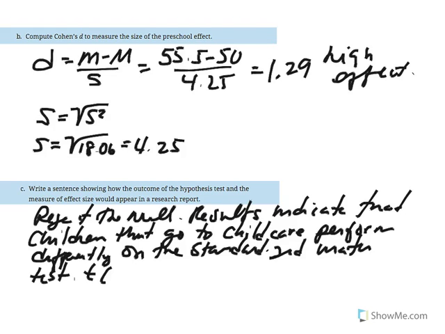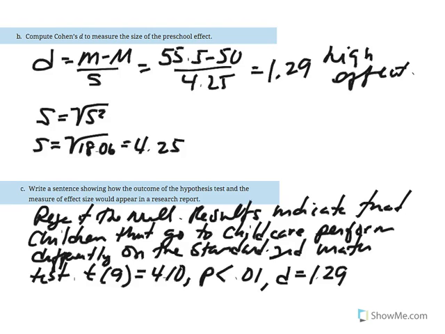We conducted a t-test with degrees of freedom. Our degrees of freedom were equal to 9. We had 10 children participate in the experiment or test. Our t statistic was equal to 4.10, and our probability statement indicates that the probability of obtaining that t statistic is less than 1%, less than alpha, which is very good. And D is equal to 1.29, illustrating a very high effect. And we're done.